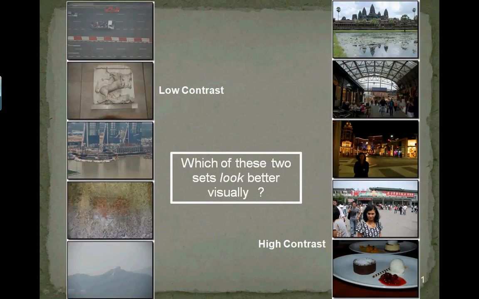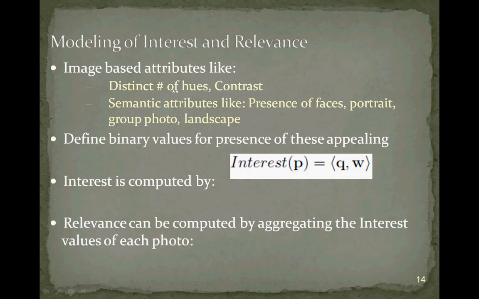People seem to like high contrast photos as shown on the right rather than low contrast photos as shown on the left. Based on these intuitions, we define binary attributes which reflect the presence or absence of various appealing attributes in a photo. Interest of a photo is defined as a weighted combination of these binary attributes. Relevance of a photo summary can be computed by aggregating the interest values of the photos present in it.